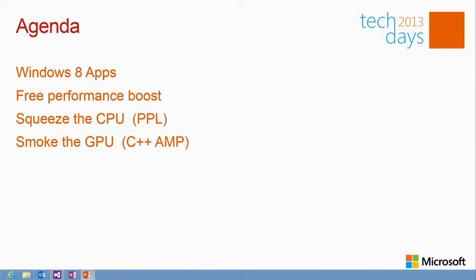Then we'll talk a little bit about how you can get the maximum out of the hardware that you have. That's one of the things about using C++, that you're very close to the hardware. So how can you get the maximum out of the CPU, get the maximum out of the GPU, and how does that work? So we'll be talking about those, and we'll be giving a couple of demos.